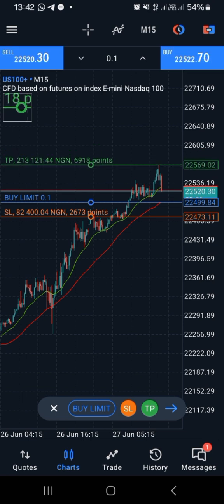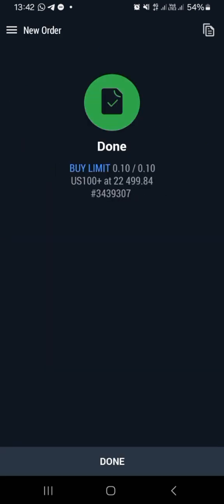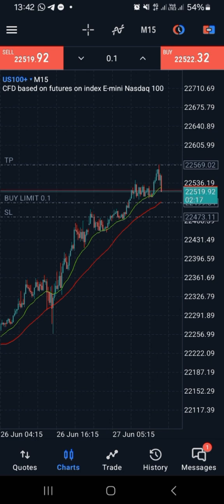So let's say I want to target the high. Let's say I want to target the last high. This is what my TP will be. I will set it like this. I'll place it. This one is done. So the only time I will change my bias is when the moving averages cross each other to the downside.